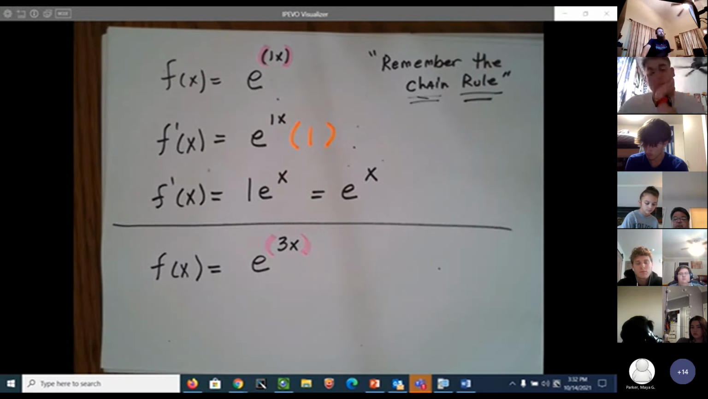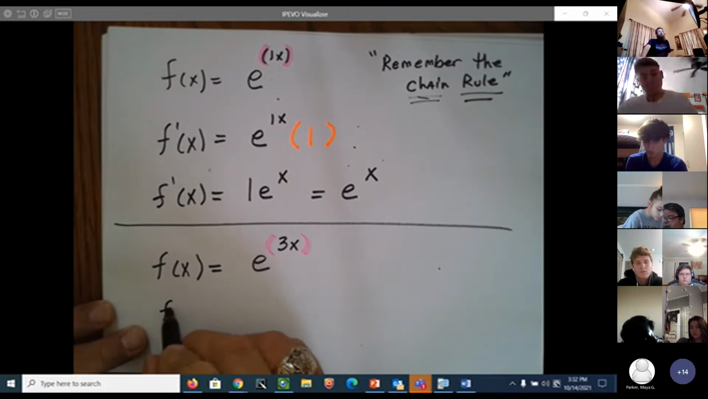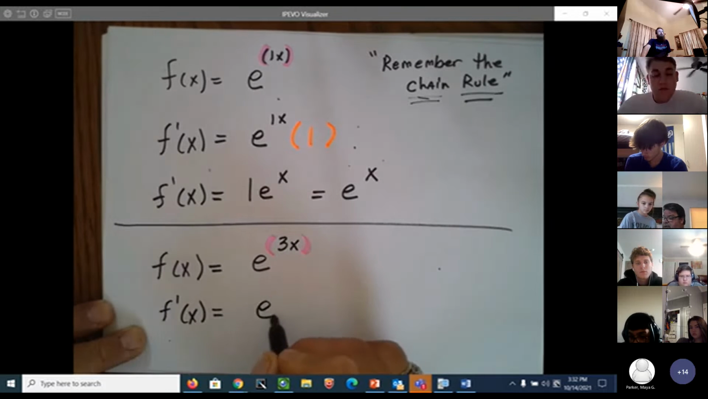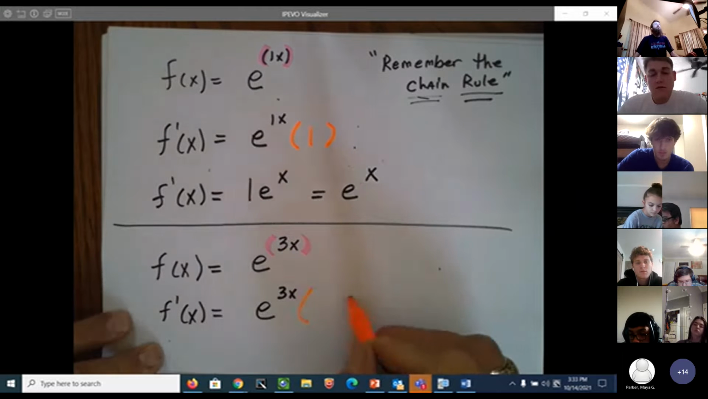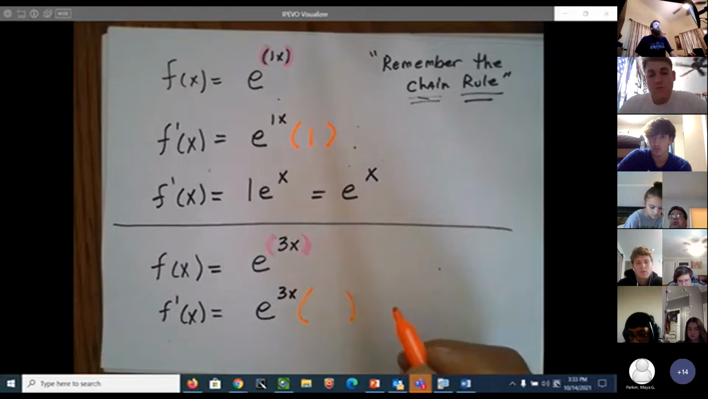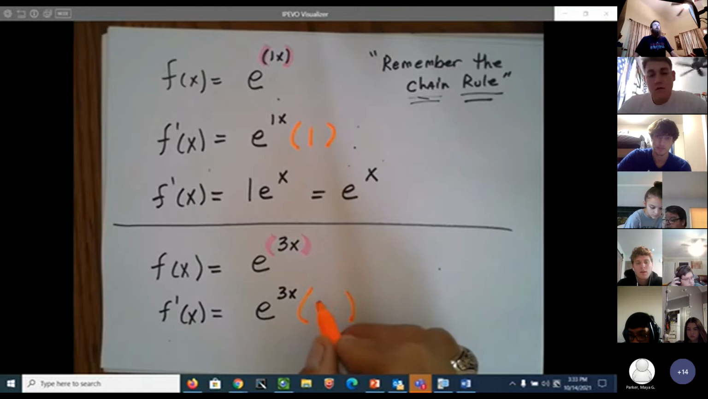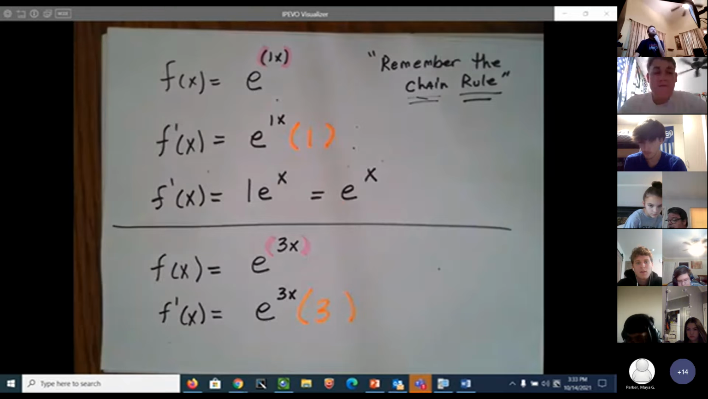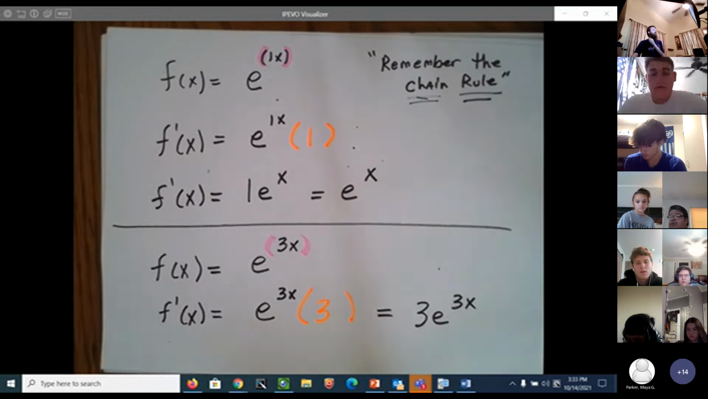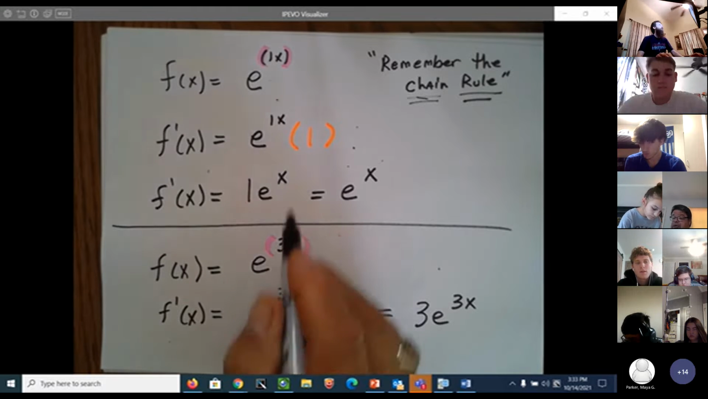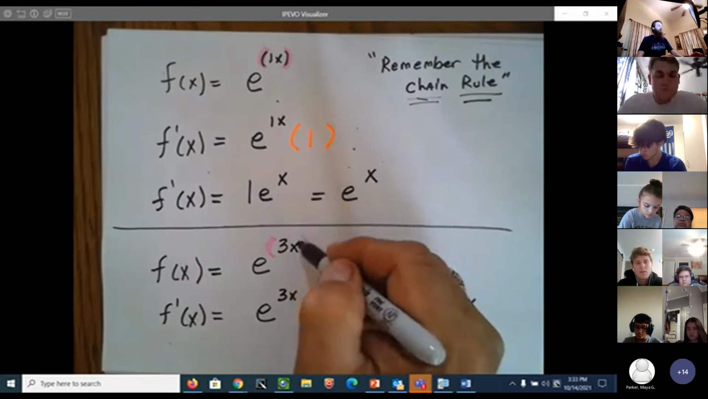The derivative of e to the 3x, f prime of x, is equal to e to the 3x times what? 3. And that turns that into 3e to the 3x. Yeah. And if you put e to the 3x on the test paper, you got it wrong. This is a good habit to get into with your e to the x's.